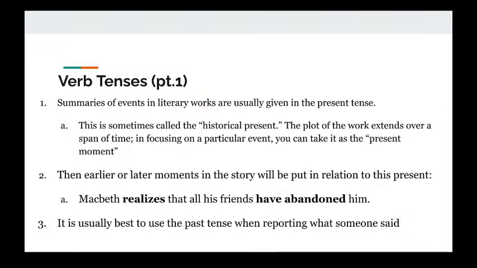And then rule number 3, it is usually best to use the past tense when reporting what someone said. So when you're talking about anyone, it doesn't have to be literary, like what Rachel said, you would say Rachel said, not Rachel says, because of course it had to be said for you to be reporting it.